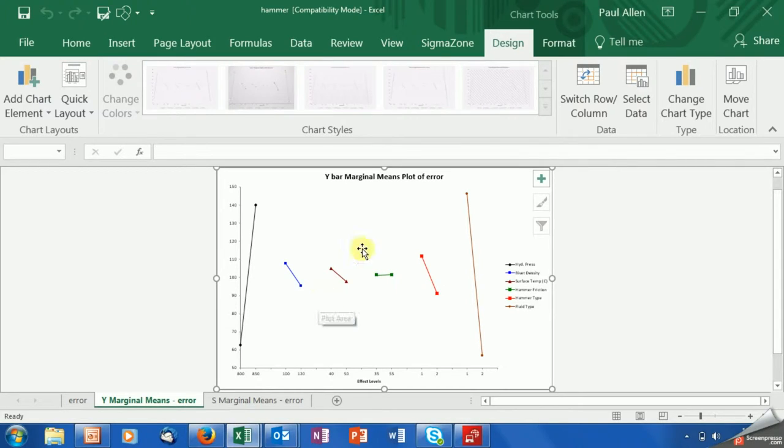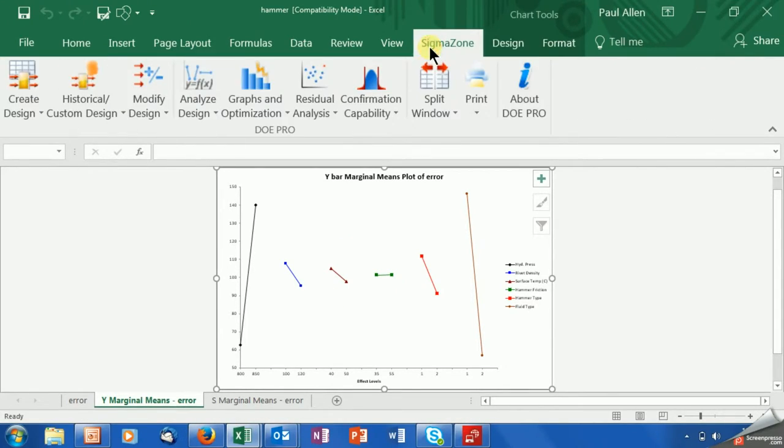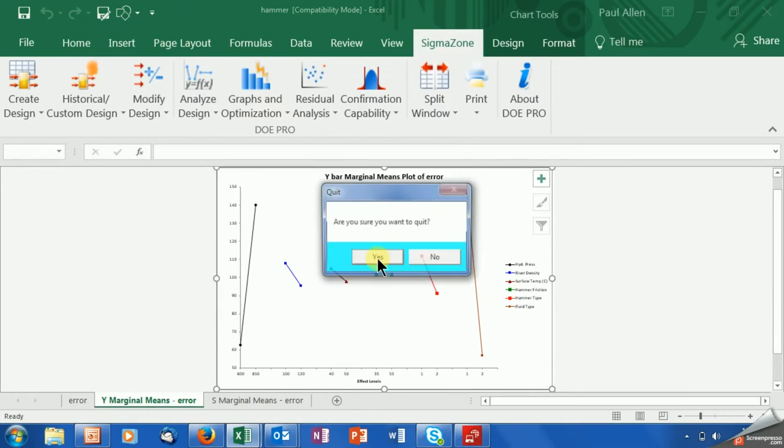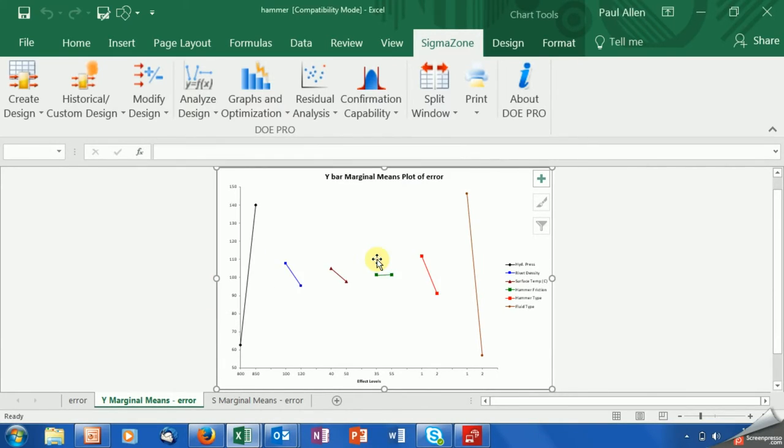And what we would basically be doing, if I go to Sigma Zone, create design, and go to computer aided, is, look, when we're screening with the L12, we are down here with the higher numbers of variables. We are just trying to reduce those number of variables so that we can get on the top of the menu and we can model and predict where the result is going to land. That is the analysis. That is the analysis with the Taguchi L12.